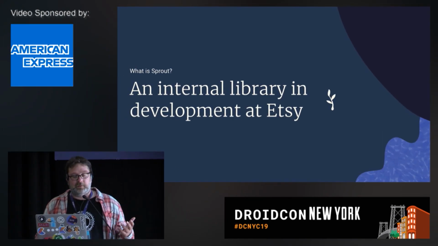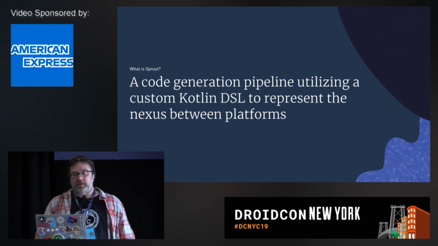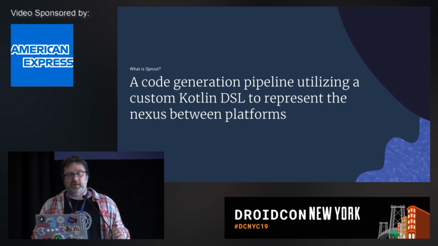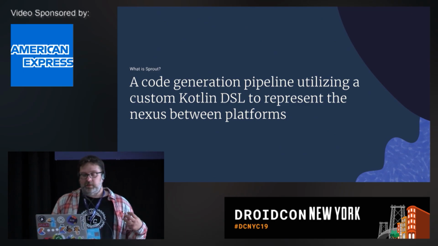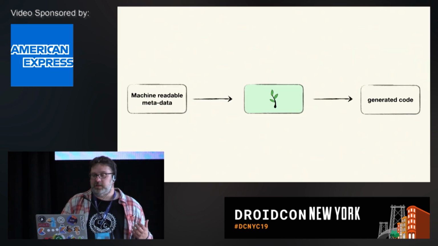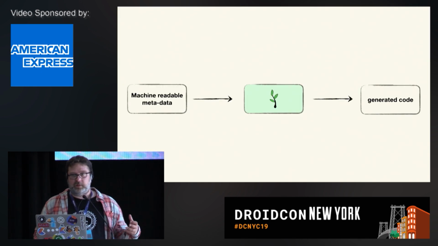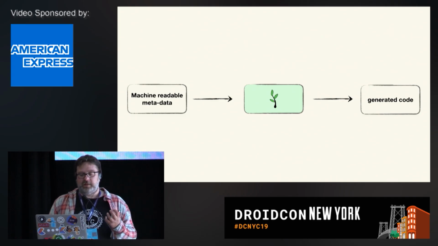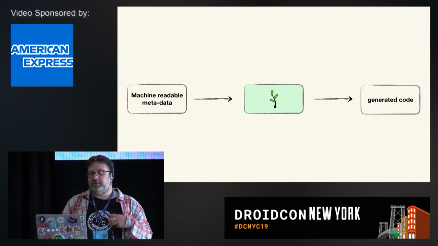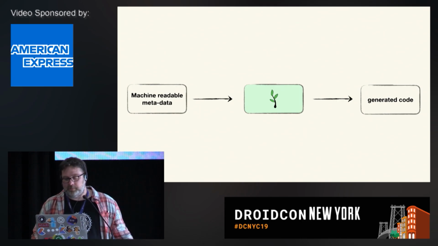So what is Sprout? Sprout is an internal library we're developing at Etsy. It's a code generation pipeline utilizing a custom Kotlin DSL to represent the nexus between platforms. This is just a fancy way of saying it's basically this. Anything you have with machine-readable metadata can be brought into the DSL, and then we use the DSL to generate code for Android and iOS and whatever other platform.